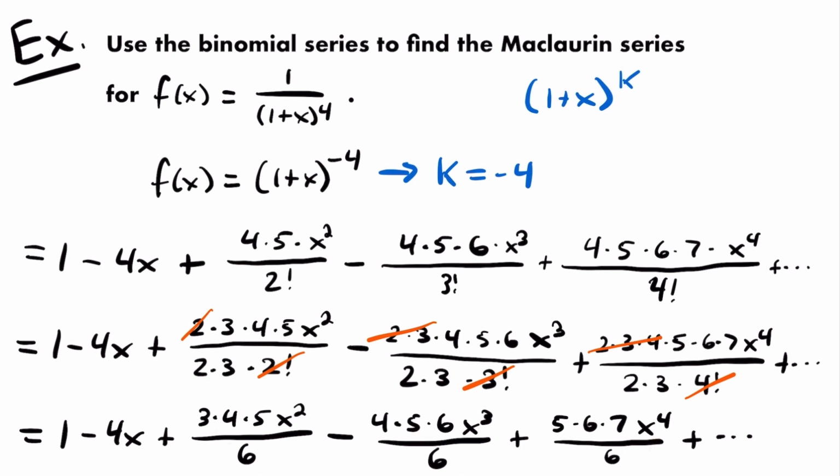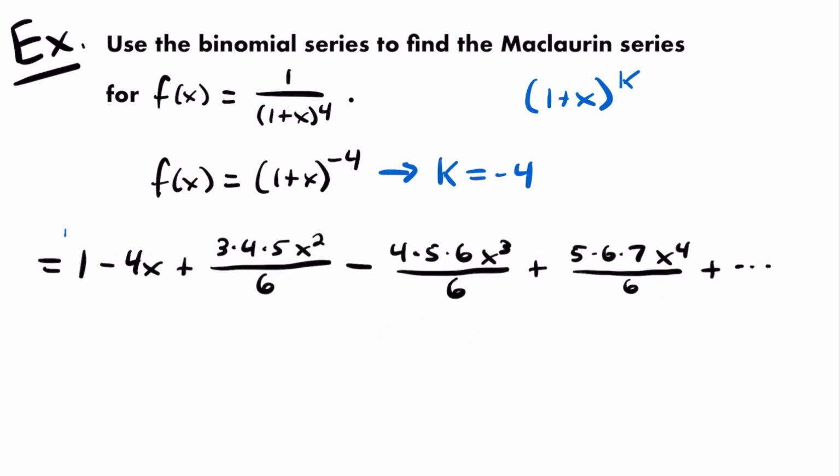In each of these terms, we have 6 in the denominator, and we have 3 constant values being multiplied together in the numerator that we could represent in terms of n. And so let me show you what I mean. If I clean up my work, remember that this first term is when n equals 0, then the next one is when n equals 1, then n equals 2, n equals 3, n equals 4, and so on.